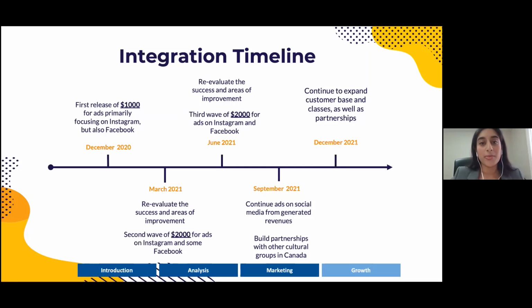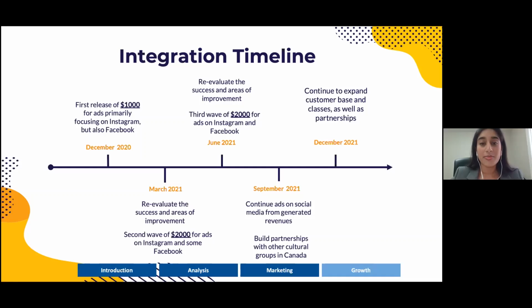June 2021 will be the best time to do a final evaluation, as summer has just begun and many students have more free time to actively take part in KALAHUT's programs as well as learn about Indian culture. This could also be a good opportunity to integrate our secondary market, such as parents and kids, onto the platform. With that, a large part of our budget will be spent more equally between Facebook and Instagram. In September 2021, we want to continue our organic growth on social media and develop a presence, but also establish ourselves in Canada. So this could mean building relationships with other cultural groups in Canada.